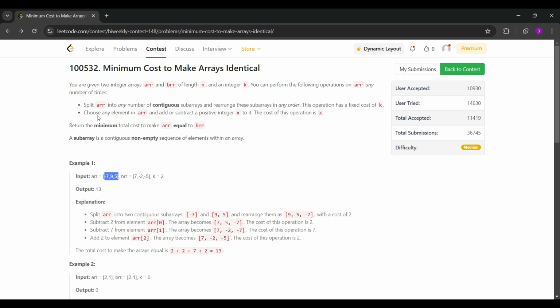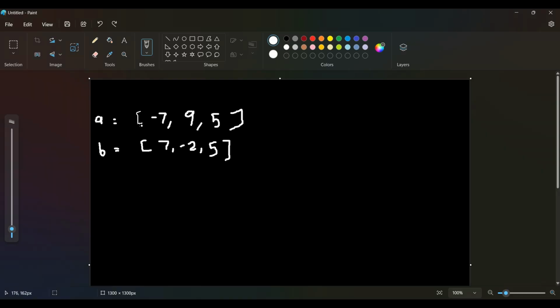Now, the second operation is we can choose any element in the array and add or subtract a positive integer x to it, and the cost of this operation is x. What we have to do is return the minimum total cost to make array ARR equal to BRR. Let me explain what it means. Let's say you are given two arrays, A equals minus 7, 9 and 5, and B equals 7, minus 2 and 5.